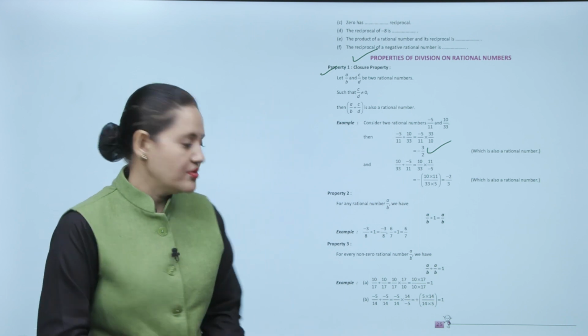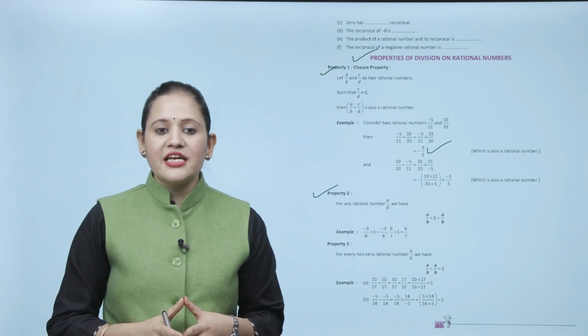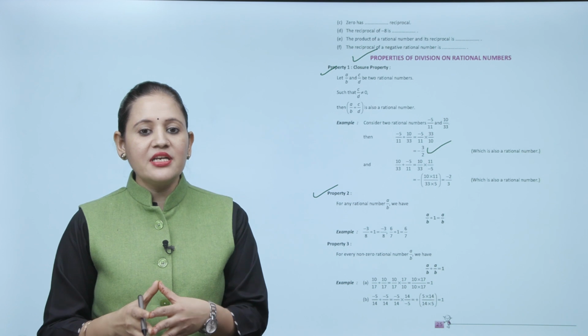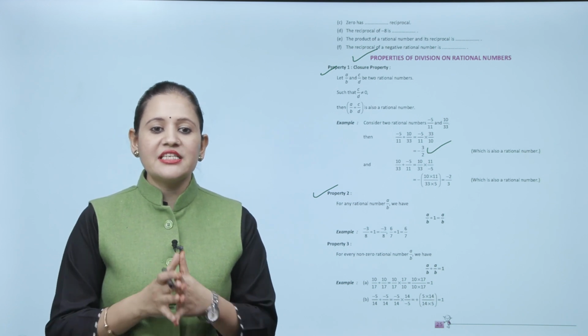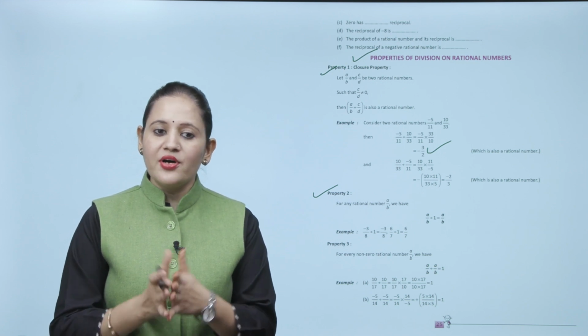Next, property 2. For any rational number a upon b, we have a upon b divided by 1 gives you a upon b. For example, -3/8 divided by 1 will be equal to -3/8.